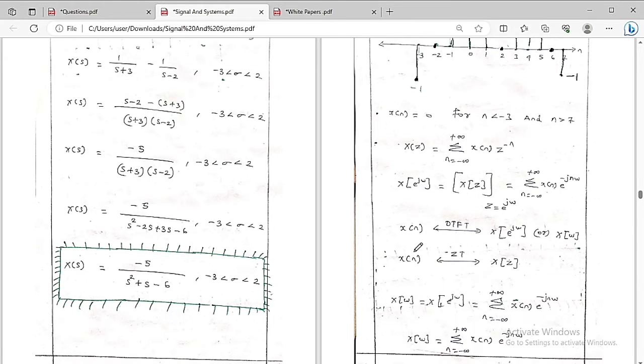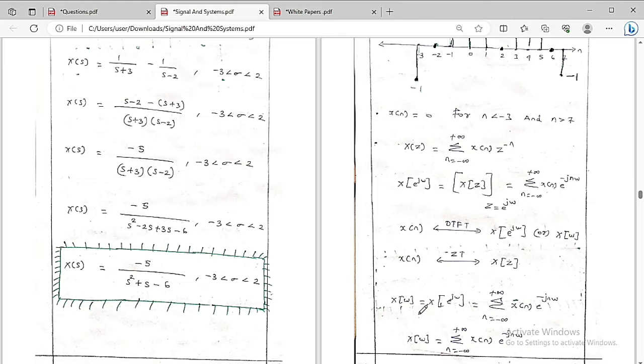So therefore, for x of n, the discrete Fourier transform is X of e to the power of j omega, and they may write it as X of omega. Anyhow, it is the same. So for x of n, the z transform is X of z, and for x of n, the discrete Fourier transform is X of omega or X of e to the power of j omega. Both notations are correct.